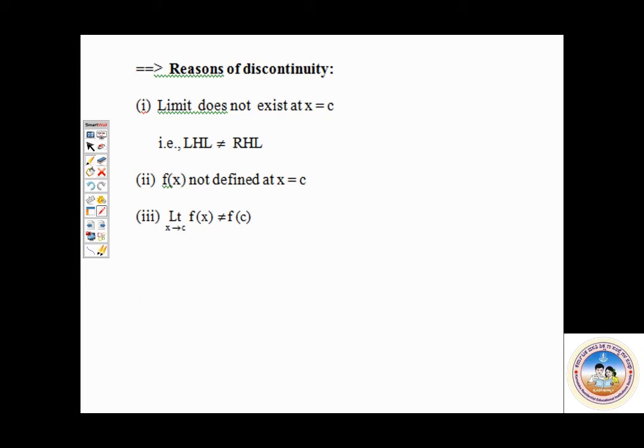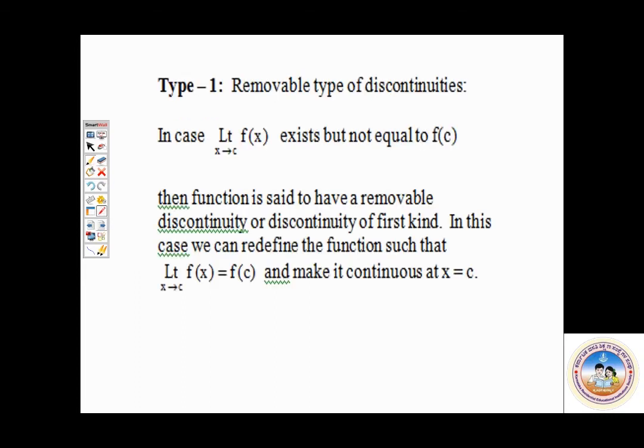Now the next result, removable type of discontinuities. That's why I have given various examples. In case the limit of f of x as x tends to c exists but is not equal to f of c, then the function is said to have a removable discontinuity or discontinuity of the first kind. In this case, we can redefine the function such that the limit of f of x as x tends to c equals f of c, and make it continuous at x equals c.